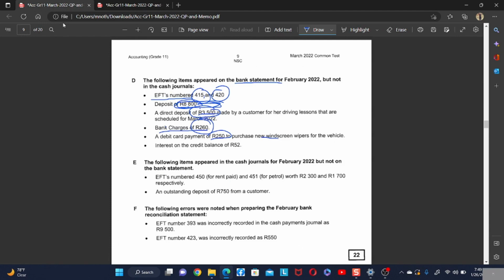And then we have an interest on the credit balance of 52 Rand. Remember, we received this from the bank statement. So in the bank statement, the credit side is the receipts and the debit side is carrying the payments. So if this is an interest on the credit balance, it means that this is a receipt. So it's an interest received. So it is 52 Rand.